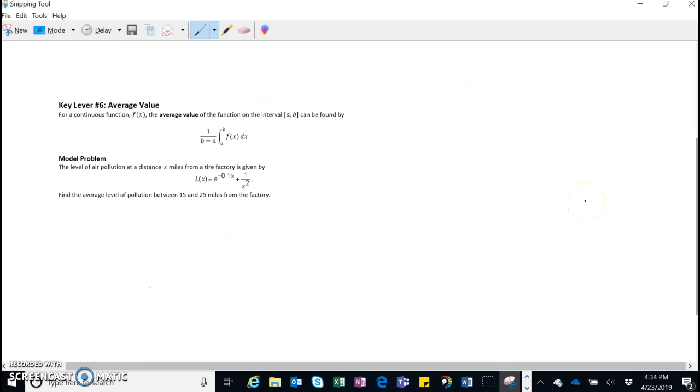Okay, so key lever number 6 is the average value theorem. So if you have a continuous function, you can always find the average value by using this formula, 1 over b minus a times the integral from a to b of f. Another way of thinking about that is more aligned with what you believe an average is based on your mathematics in prior courses. An average is when you add everything up, and in calculus, an integral is an accumulator, an adder, and then you divide by however many things you have. So in this case, that division would be by the length of the interval, b minus a. So those are equivalent statements, but you might like the second one better if you want to link this to your prior definition of an average.